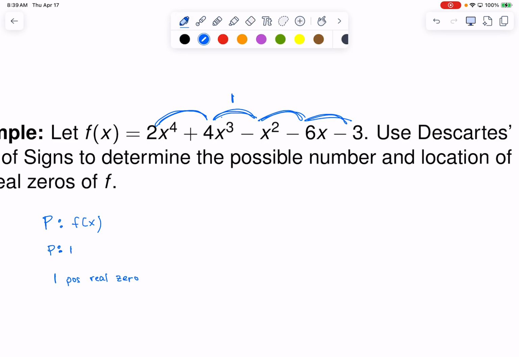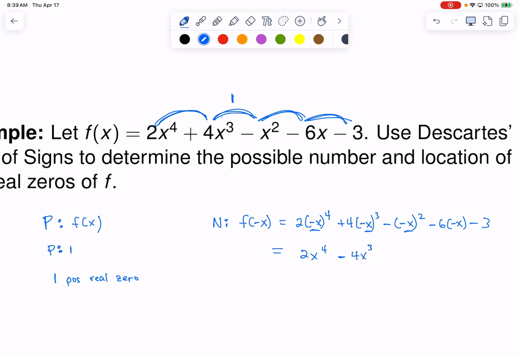Now let's do f of negative x for N. So all that Brody's got to do now is plug negative x in and see what the sign variations are going to be. So it's going to be 2 times negative x to the 4th plus 4 times negative x to the 3rd. So for the negative one, you have to plug negative x in. Minus negative x squared minus 6 times negative x minus 3. All right, what's going to happen when you take negative x to the 4th power? It's going to be positive. That one stays positive. What happens when you take negative x to the 3rd power? Negative. That one goes negative.